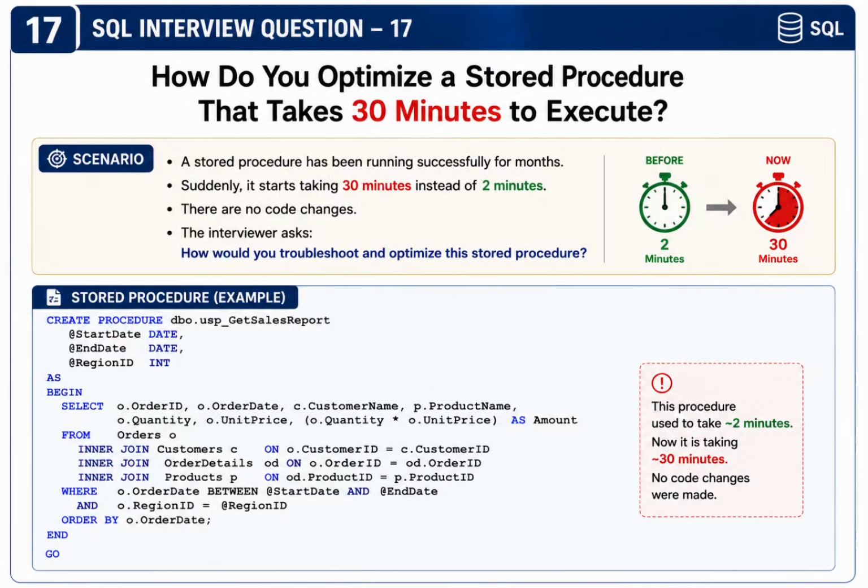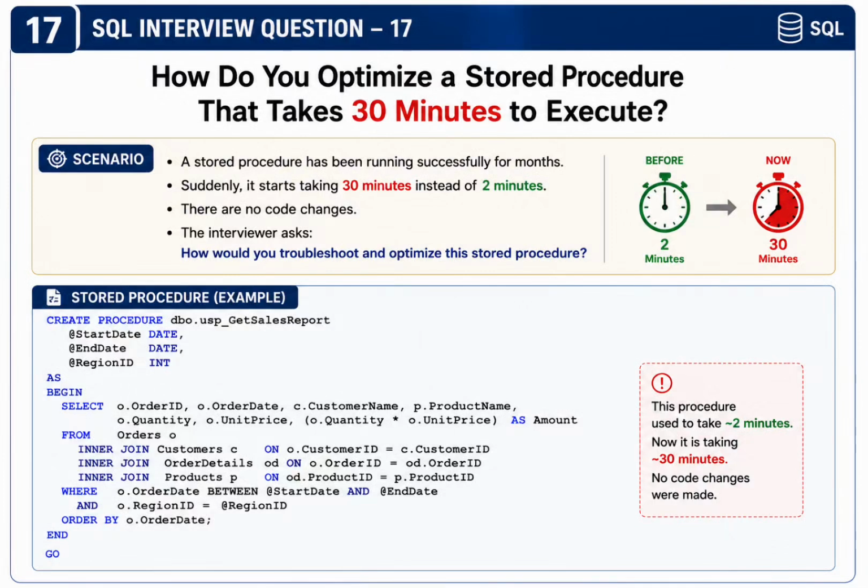Imagine you are working on a banking project. Every night, a stored procedure generates a customer transaction report. For the past 6 months, it has been completing in just 2 minutes. But today, the support team reports that the same procedure is taking 30 minutes. The first thing everyone checks is whether someone changed the code. But after verification, you find that no code changes were made. Now, the interviewer asks, how would you troubleshoot this issue?